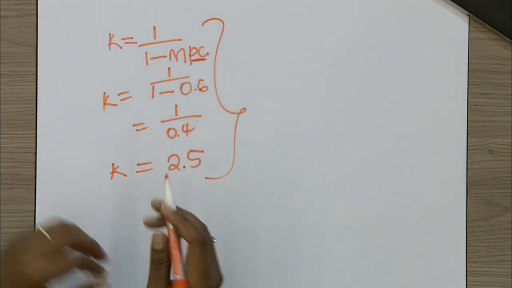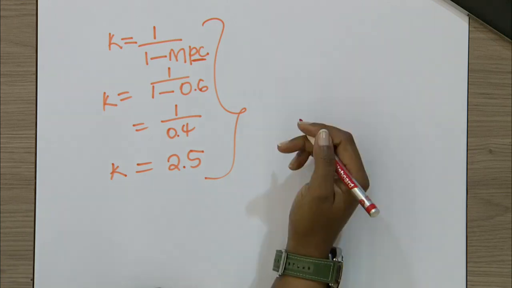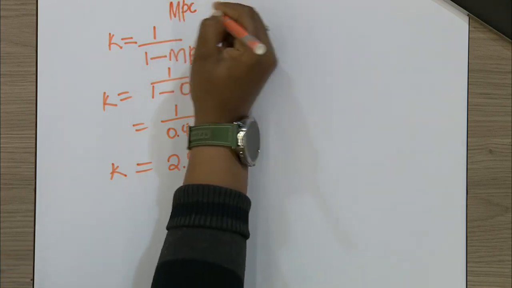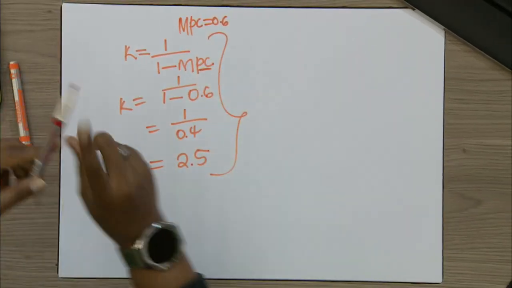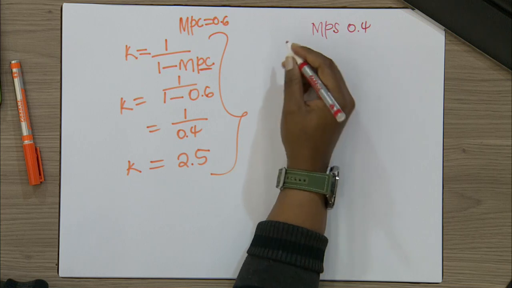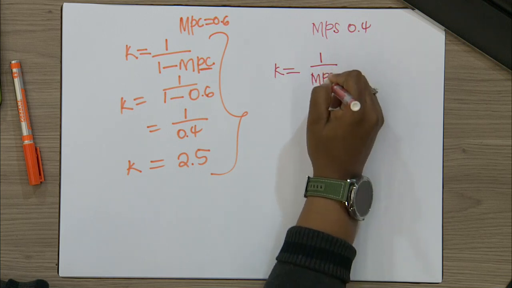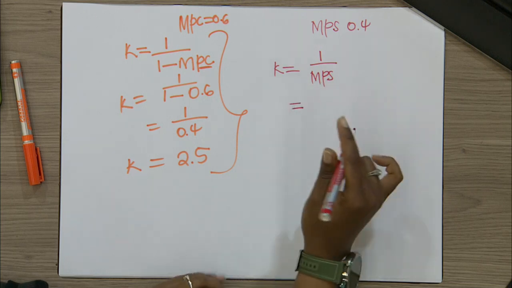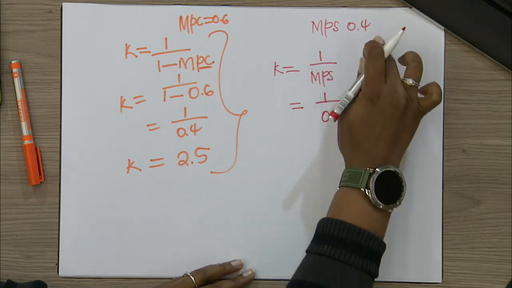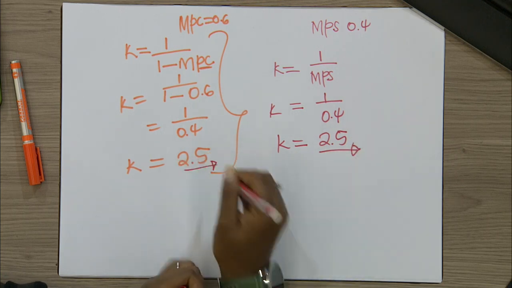So we were given the MPC. Then I also just want to calculate using the MPS, because we also need to be able to use it. So this formula was using the MPC, which was 0.6. And on this other side, I will use the MPS, which is 0.4. Now the formula for MPS says K again is equal to 1 over MPS. This is the formula. Just showing you, grade 12, this is a revision for you. Then you simply substitute. MPS is 0.4. Then you get your 2.5, which is your multiplier.